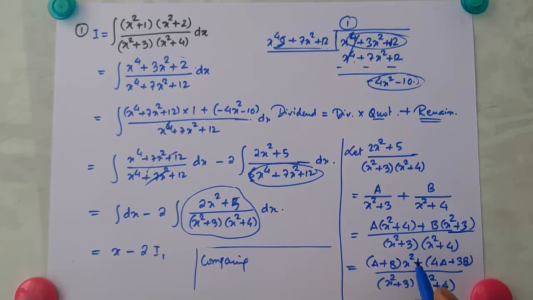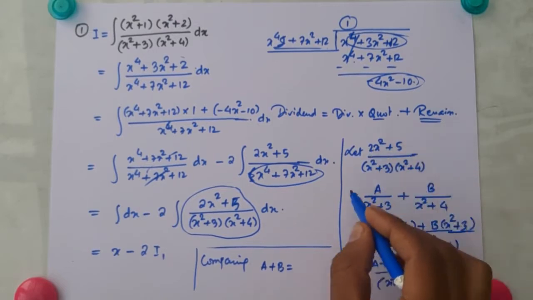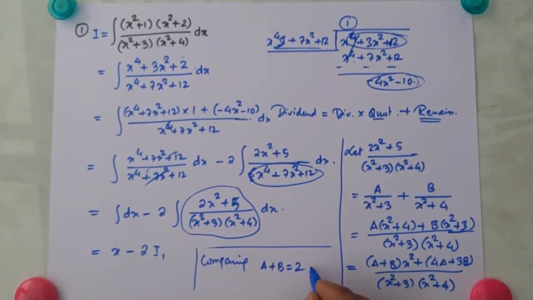you get the quotient of x square is a plus b. So a plus b turns out to be, what is the quotient of x square here? It is 2, isn't it? So call this as equation 1. And we have 4a plus 3b, that is a constant term, will be equals to 5. Okay, call this as equation 2.